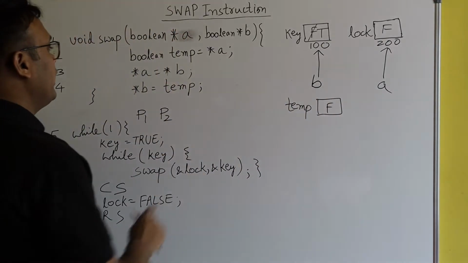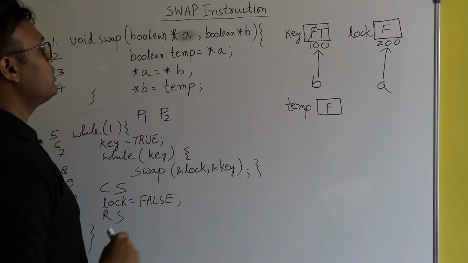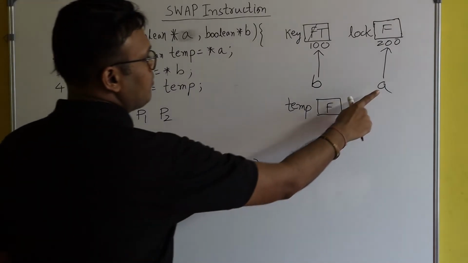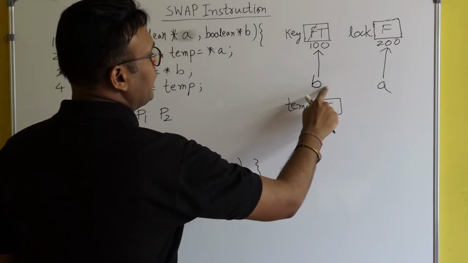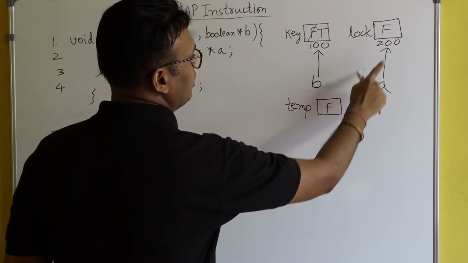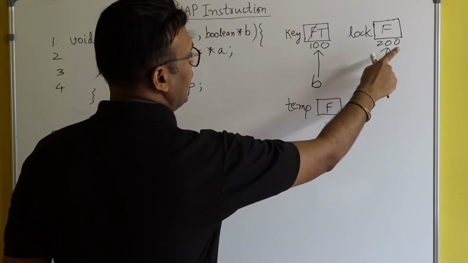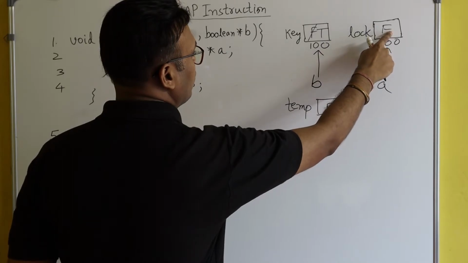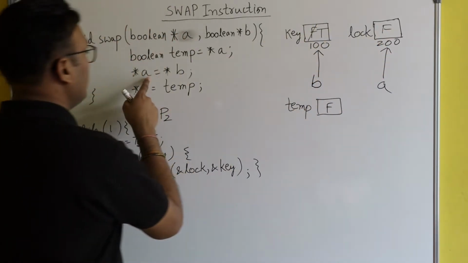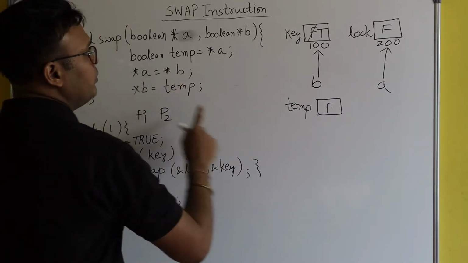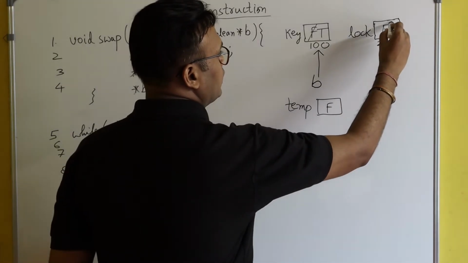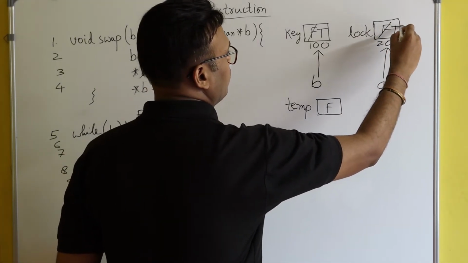Fine. And next line you see star A is equal to star B. Star A is equal to star B means what? A will contain the value of B. I mean, the value at the address pointed by A is false, and the value at the address pointed by B is true. So A will contain the value of B. So A will contain this true. So now the lock has become true.